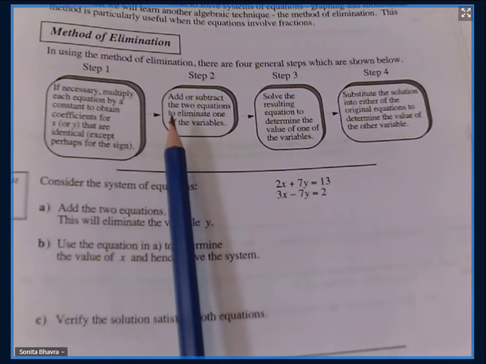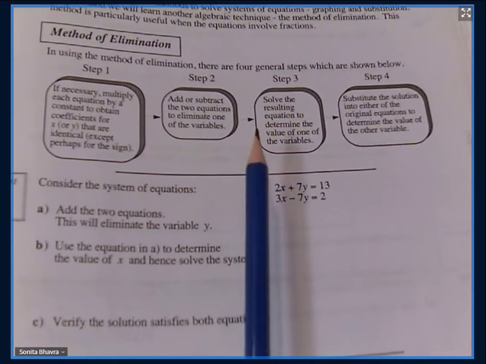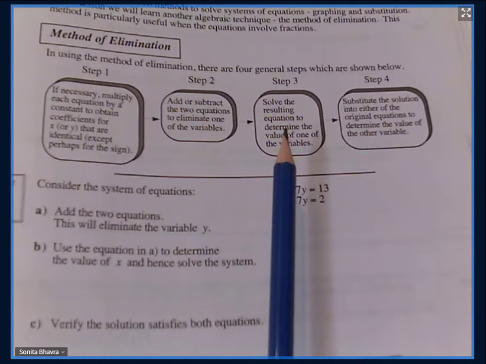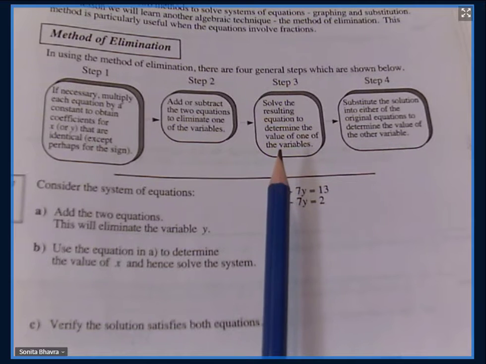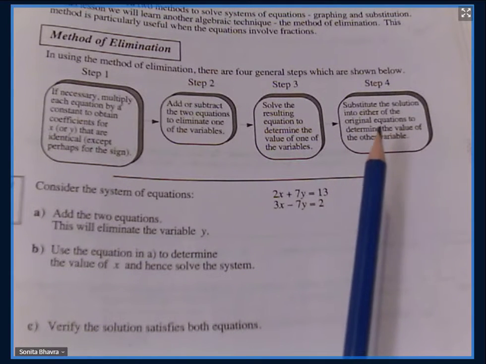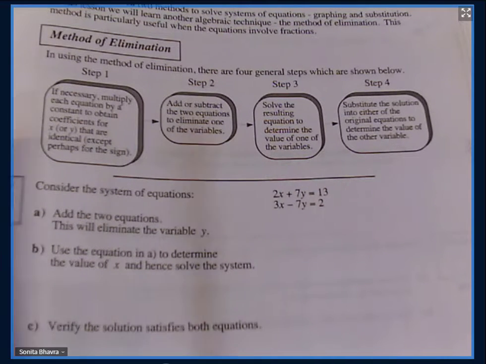Next, you're going to add or subtract the 2 equations to eliminate one of the variables. So we want to eliminate either x or y. Once you've eliminated a variable, you can solve for the variable that's left in the equation. Then lastly, you can substitute it into either of the original equations to determine the other variable. So let's take a look at our first example.